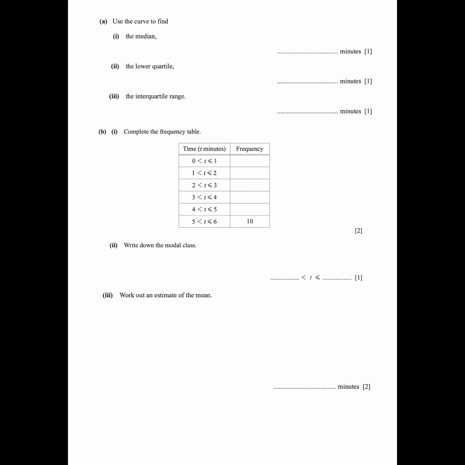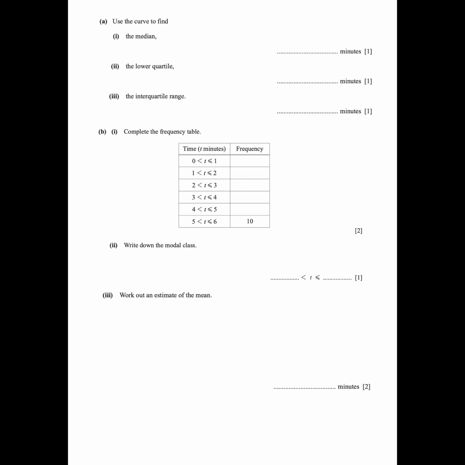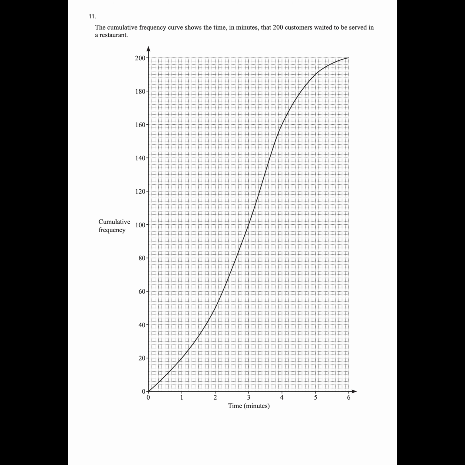So this last question is using the cumulative frequency curve of the page before, which is the time it takes customers to be served in the restaurant. The first question is asking what the median value is. The median is the middle value, the middle number. If we go back to our chart, we can see that the total is out of 200, and therefore the median, the middle, is 100.